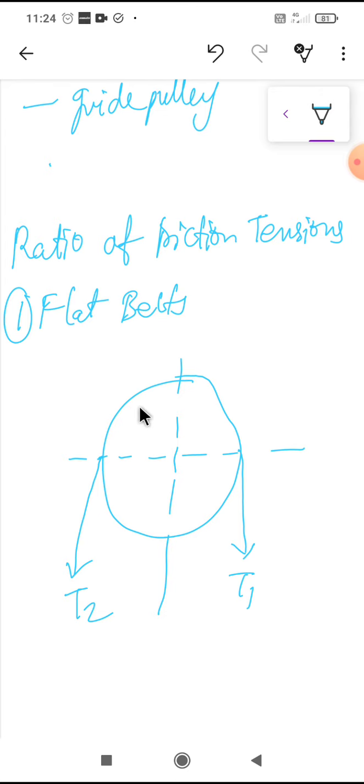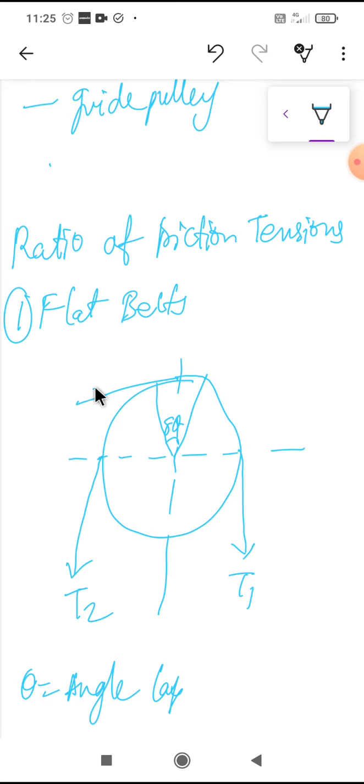Suppose the angle of lap of the belt on the pulley is theta. We don't know how much the belt is lapped, so we are considering a small angle d theta as the lap angle here. We are not considering 180 degrees as the angle of lap, but a small angle d theta.